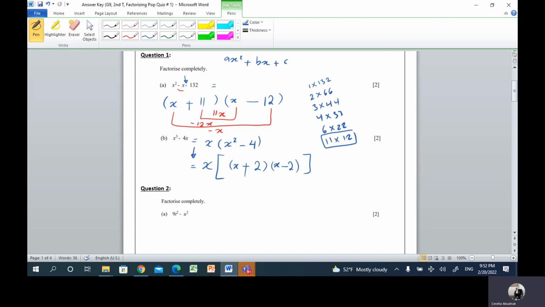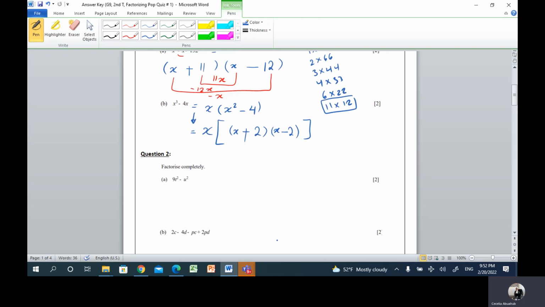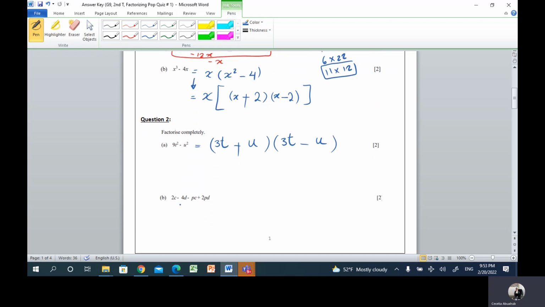Let's go to the next one. 9t squared minus u squared. So a squared expression minus another squared expression. So we're going to say two brackets, plus and minus. 9t squared is 3t times 3t, and u squared is u times u, and we're done.